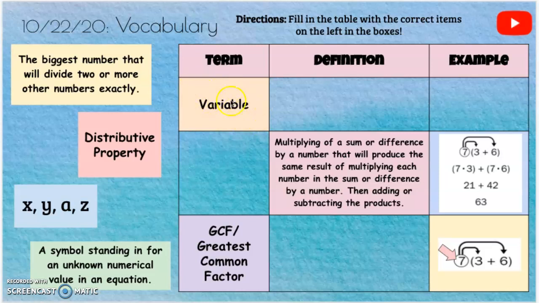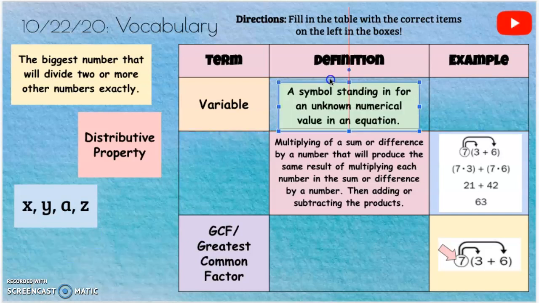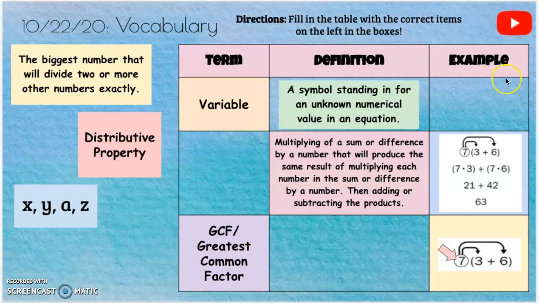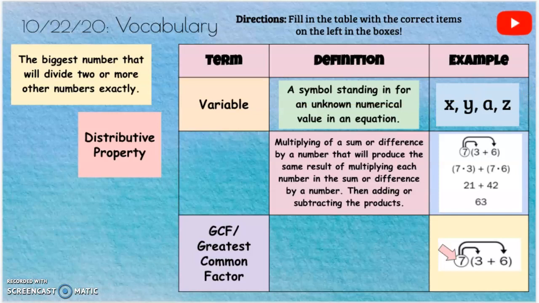So this term variable, what is the definition of a variable? Is it the biggest number that will divide two or more other numbers exactly? No, not necessarily. Is it a symbol standing in for an unknown numerical value in an equation? Yeah. So a variable is going to be that symbol. So like it's going to be a letter. So an example, we need to find the examples too. The examples, oh my goodness, here's an example. X, Y, A, Z. Any of those, any letter is an example of a variable. Easy peasy.